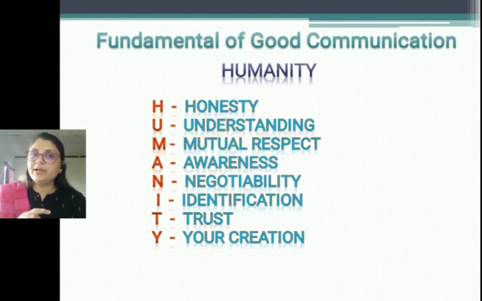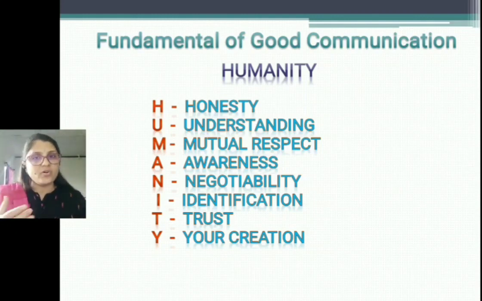What are the fundamentals of good communication? Keep in mind this word, humanity. You know very well what humanity is, but here they give the full form. According to that, if you act accordingly, you will definitely have good communication. So what is this humanity?